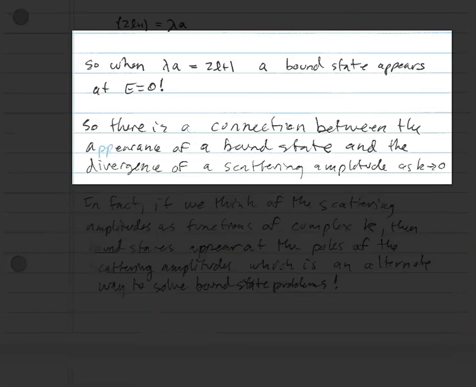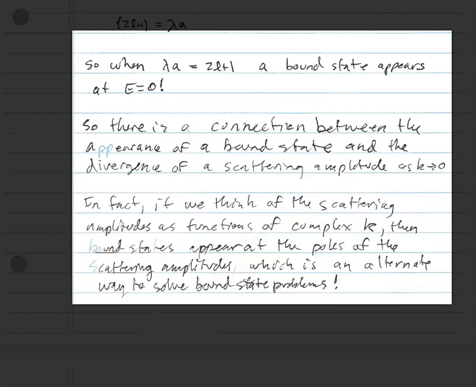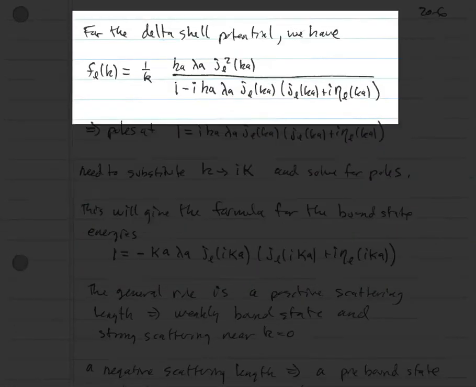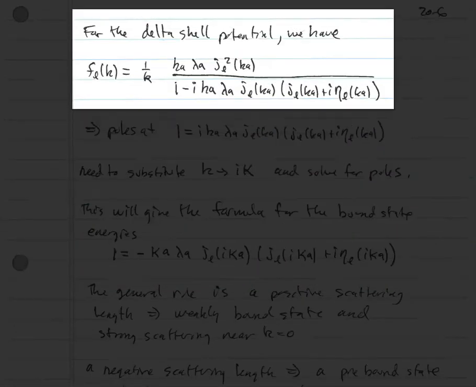This tells us that there is this connection between the appearance of a bound state and a divergence of a scattering amplitude as K goes to 0. In fact, it turns out this connection is true for all K, not just for K going to 0. If we think of the scattering amplitudes as functions of complex K, then bound states appear at the poles of the scattering amplitudes, which is actually an alternative way in which you can solve bound state problems, but it really is a very complicated way of trying to solve a bound state problem. All right, so let's unpack this a little bit more.